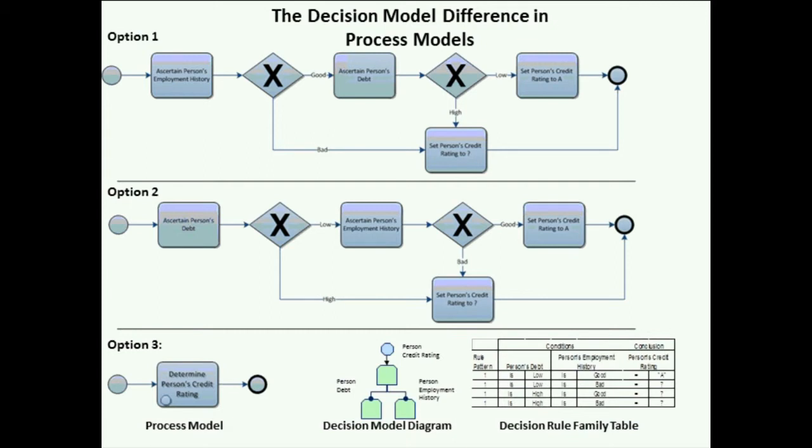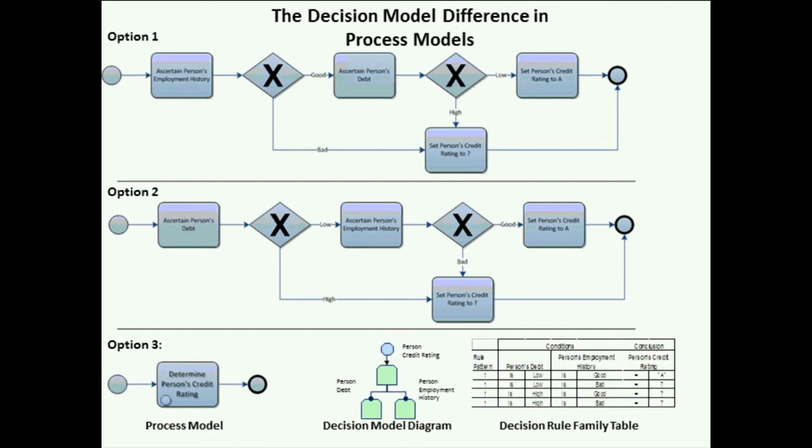But the logic simply determines a person's employment history, determines a person's debt, and based upon that, sets a person's credit rating. Now, because sequence doesn't matter in this process, we really need to be very suspicious of this process. We need to think to ourselves, if the sequence doesn't matter, is this really a truly representative process? Is this an appropriate model of process?